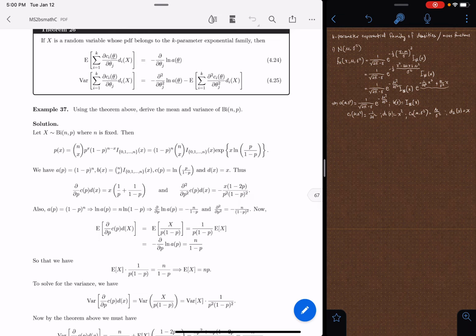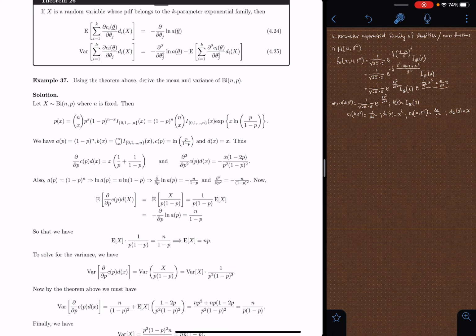Okay, tas kunin natin yung second partial derivative with respect to p. I-differentiate lang natin itong first partial with respect to p para makuha yung second derivative. Makukuha natin ay negative of x times 1 minus 2p all over p squared times 1 minus p squared. Algebra lang yan, class. I-review ninyo na lang kung paano mag-differentiate, o paano kunin yung derivative ng isang function.